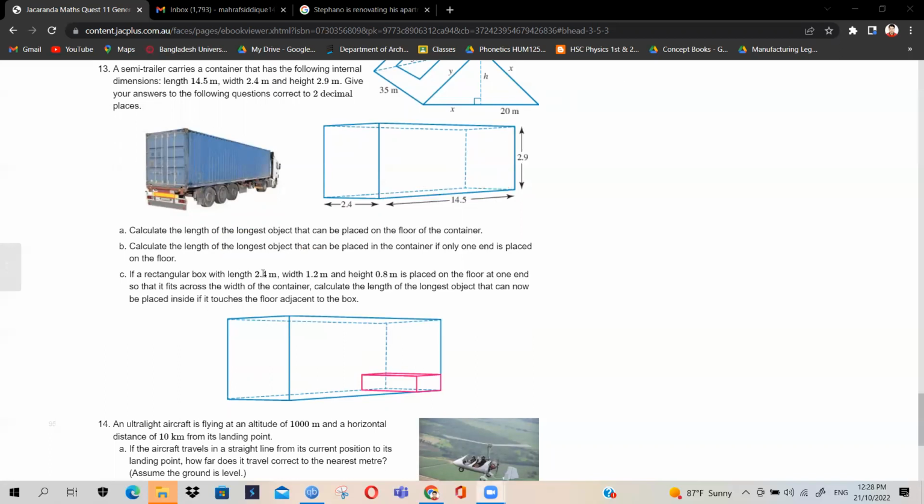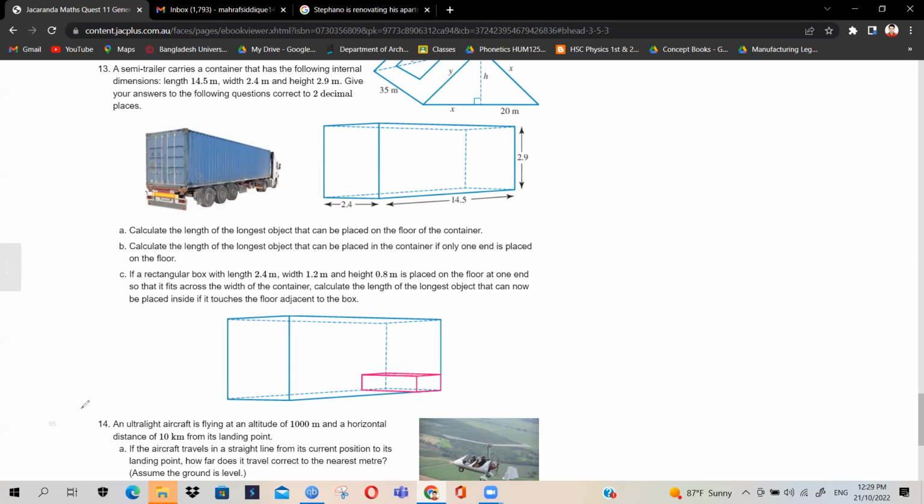A rectangular box with length 2.4 meters, width 1.2, is placed on the floor at one end, so that it fits across the width of the container. Calculate the length of the longest object that can now be placed inside if it touches the floor adjacent to the box.